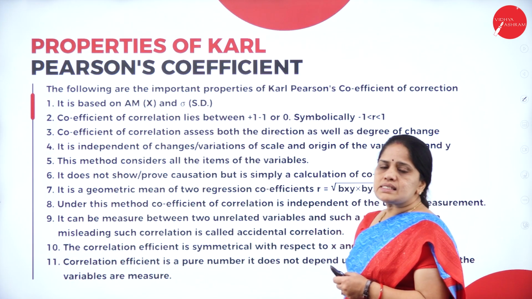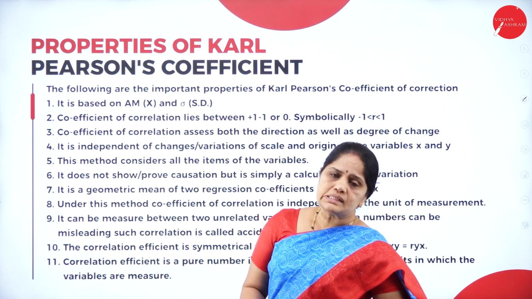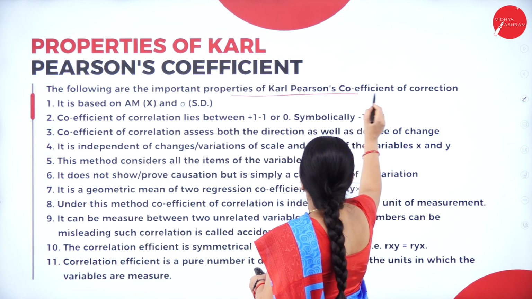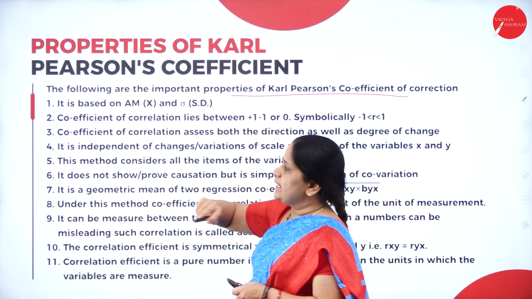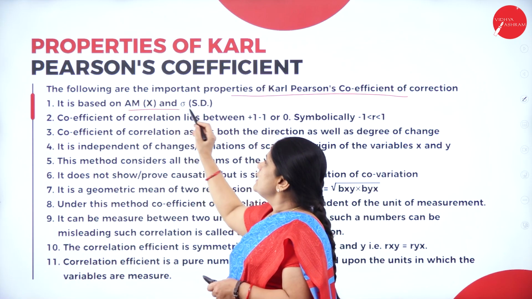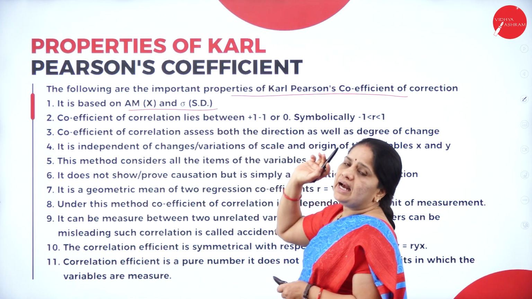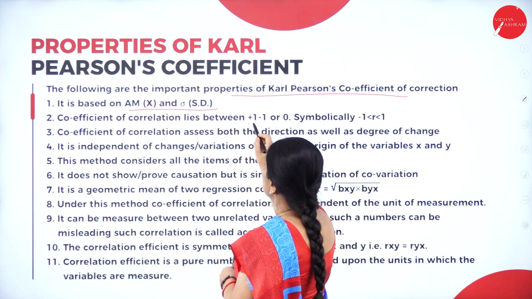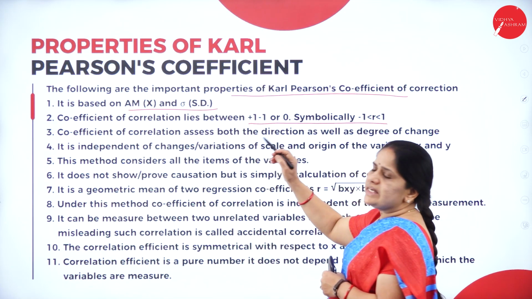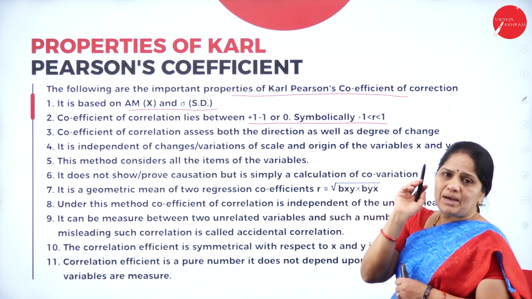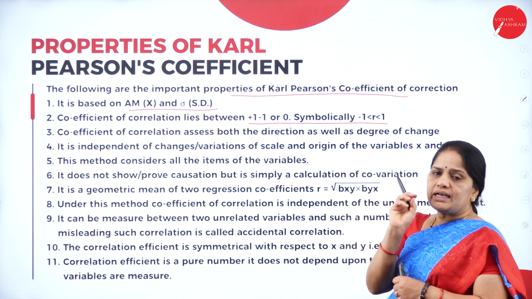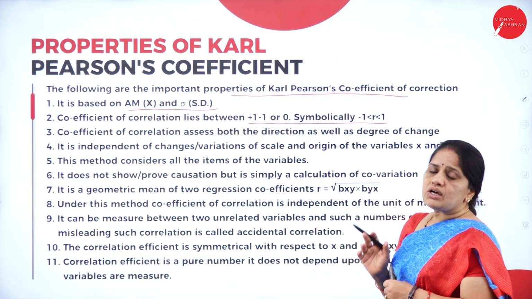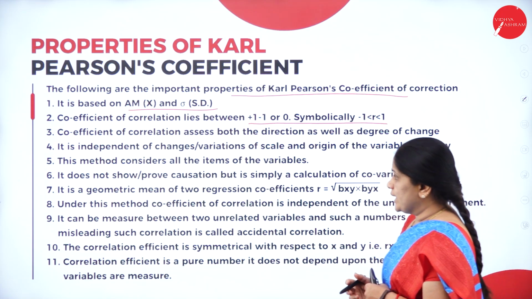Now let us understand the properties of Karl Pearson's coefficient of correlation. The following are the important properties. First one is, it is based on arithmetic mean and standard deviation. Second one is, the coefficient of correlation always lies between +1 and -1. So always you will get the values in decimals. You will never get a whole number in case of Karl Pearson's coefficient of correlation.